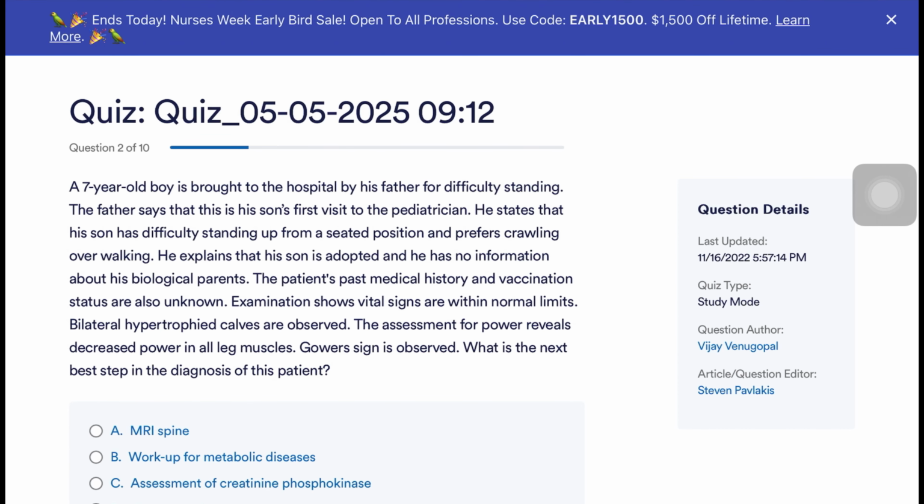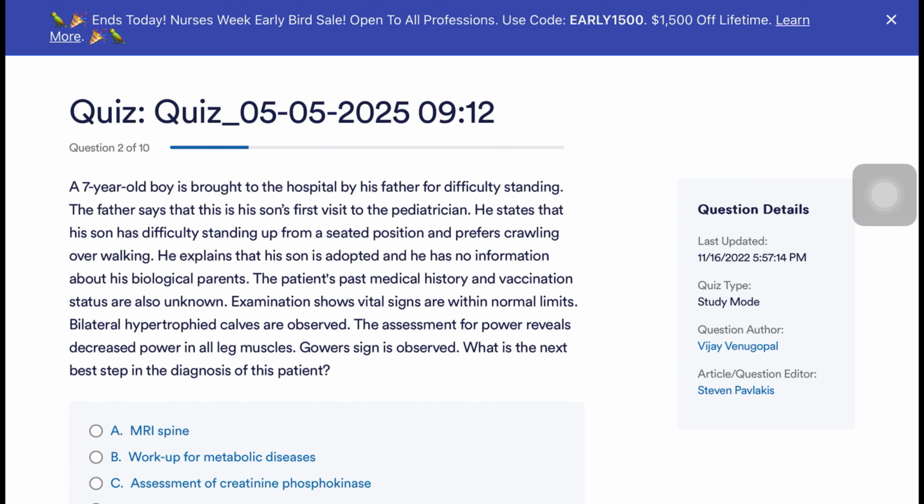So let's go through this question. A 7-year-old boy is brought to the hospital by his dad for difficulty standing. Difficulty standing, that's a red flag. The father says that this is his son's first visit to the pediatrician. Okay, he states that his son has difficulty standing up from a seated position. So I would underline that because that's the next red flag, and prefers crawling over walking. This child is 7. That's a red flag.